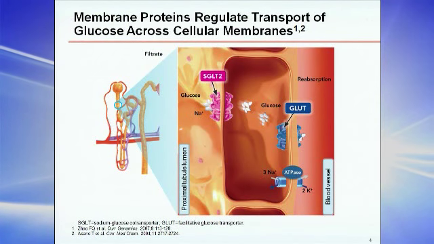GLUTs mediate the passive bidirectional transport of glucose, and 13 members of this family have been identified. Some GLUTs are responsive to insulin, others function in an insulin-independent manner.